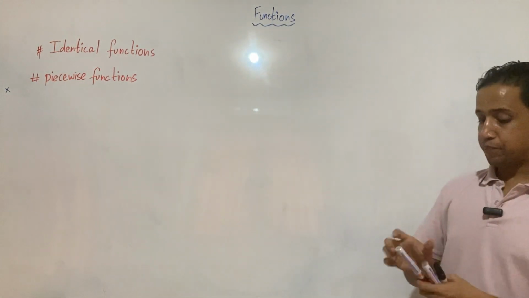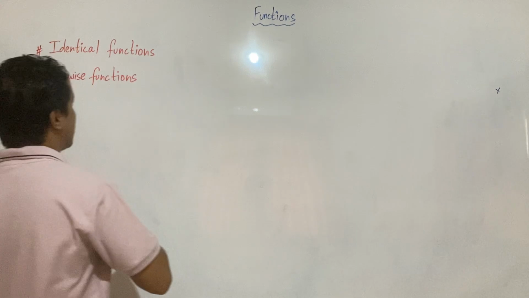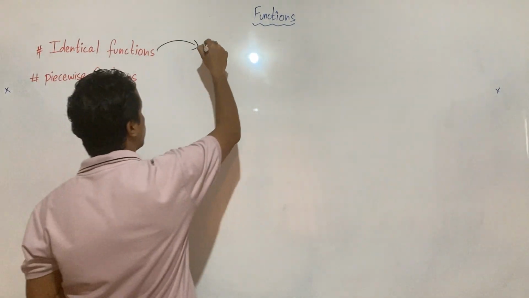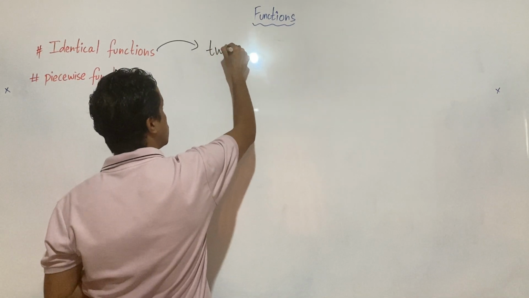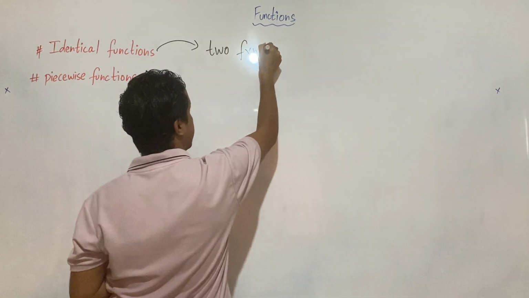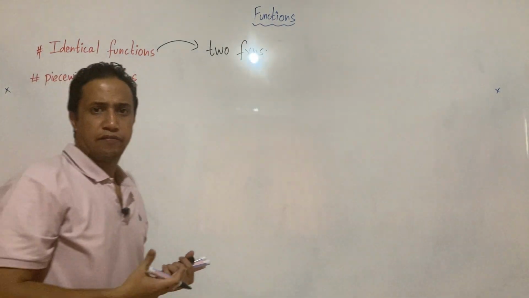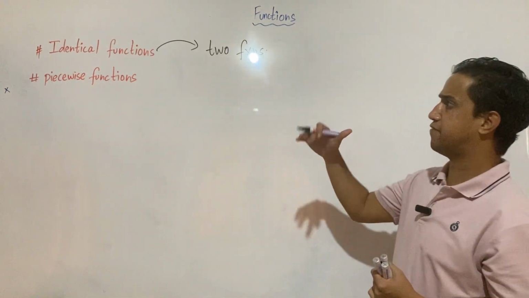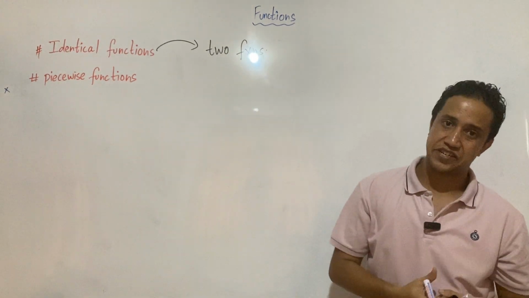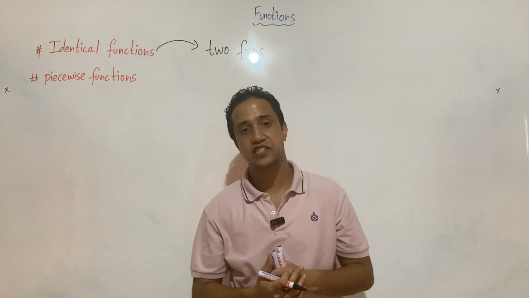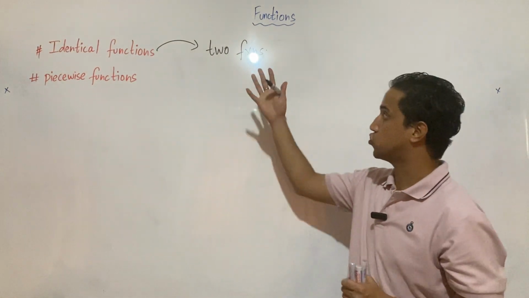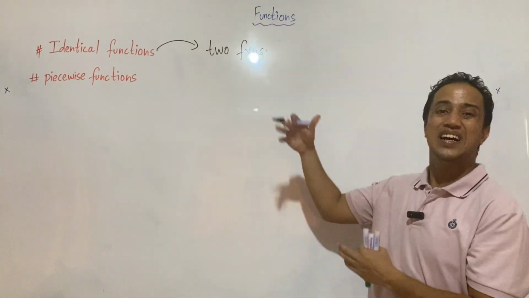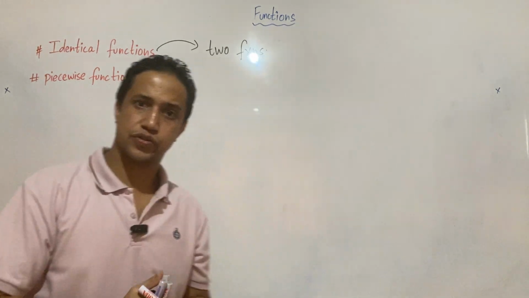So here, when we talk about identical functions, it means we are talking about two functions. It can be more than one function. It can be two, it can be three. Because if the functions have to be identical, then they have to satisfy some conditions. You can put those conditions on two functions, you can put those conditions on three functions, you can put them on 4, 10, 15, any number of functions, right?